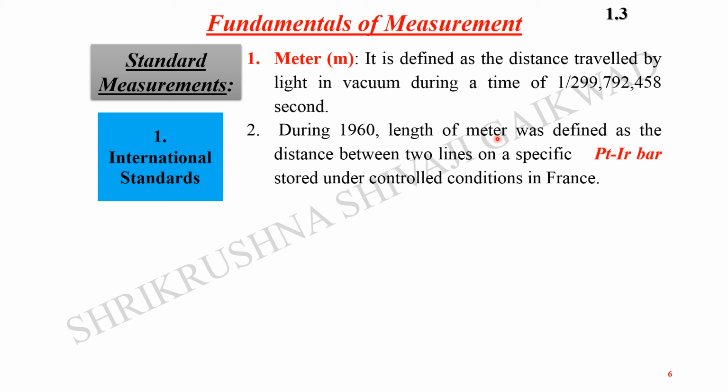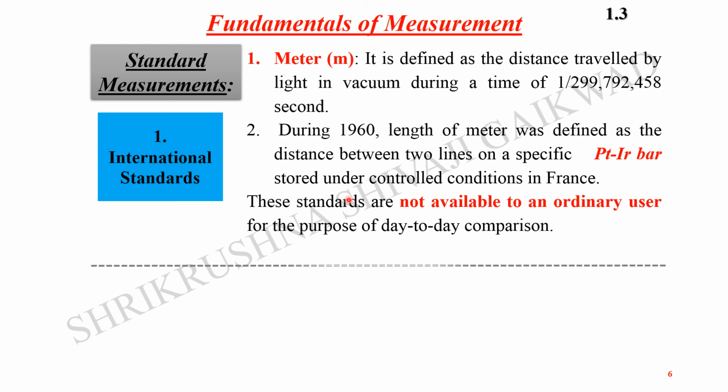During the 1960s, the length of the meter was defined as the distance between two lines on a specific platinum iridium bar stored under controlled conditions in France. These standards are not available to us, ordinary users, for day-to-day comparison, because we can't directly go to France with our meter tape, make the comparison and get it calibrated there. So it is not available to us.